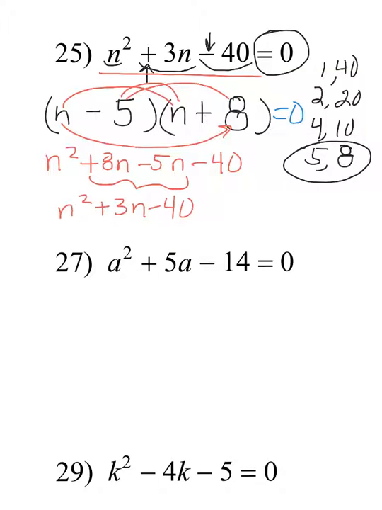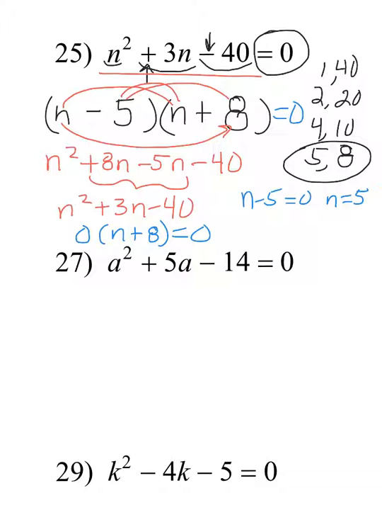Okay, so since we have the right factors, we need to take those factors, and all of this is equal to 0. So what we do know is that if n minus 5 equaled 0, we would have 0 times n plus 8, and that actually equals 0. So that means whenever n minus 5 equals 0, then this whole equation is going to be equal to 0. So if n minus 5 has to equal 0, that means n has to equal 5.